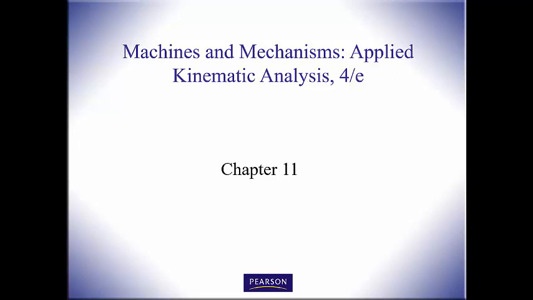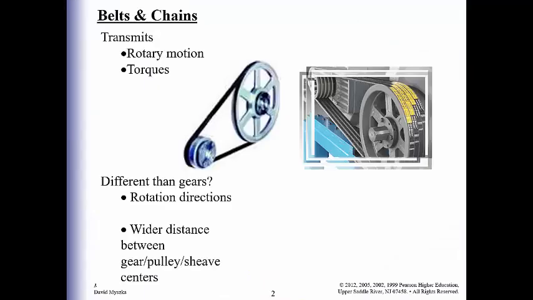Okay, chapter 11 is on belts and chains. So basically, to start off with, we're talking about belts. And the main idea behind belts and also for chains is that they transmit rotary motion. And they could also transmit torque.